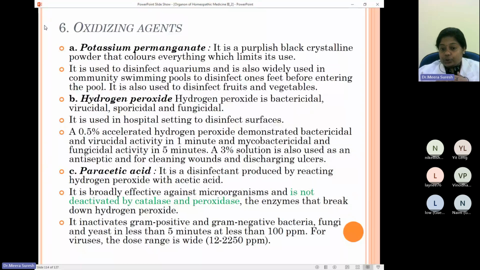A 3% solution can be used as an antiseptic for cleaning wounds and also discharging ulcers. And this is actually what we use for cleaning and dressing in hospitals.